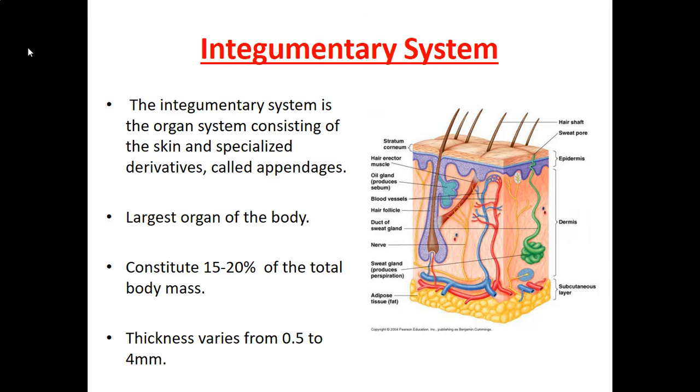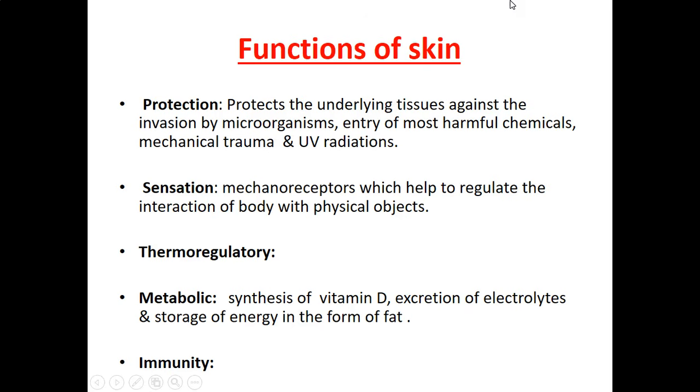It constitutes approximately 15 to 20% of the total body mass, and the thickness of the skin varies from 0.5 to 4 millimeters. For example, the eyelids are 0.5 mm, and the sole has the maximum thickness of the skin. The functions of the skin are: number one, protection. It protects the underlying tissue against invasion by microorganisms, entry of most harmful chemicals, mechanical trauma, and ultraviolet radiation from sunlight.